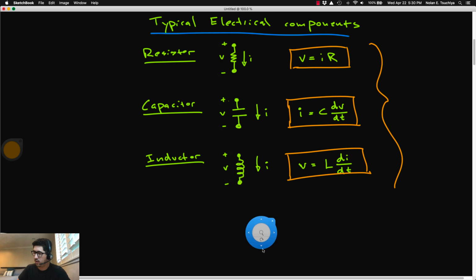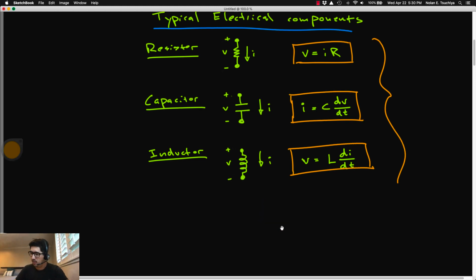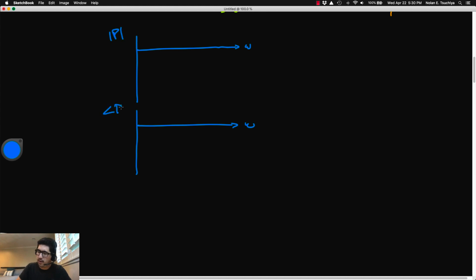Okay, so what we'll do now is we'll actually take a look at a simple example using these components. But before we do that, we'll just briefly touch upon a topic that we mentioned in one of the lectures earlier. And that's the idea of the simple first order low pass filter.